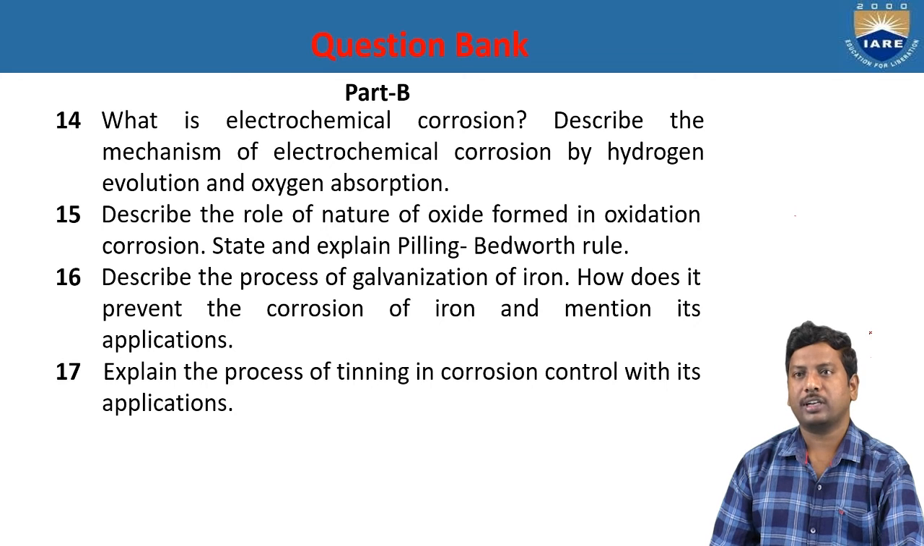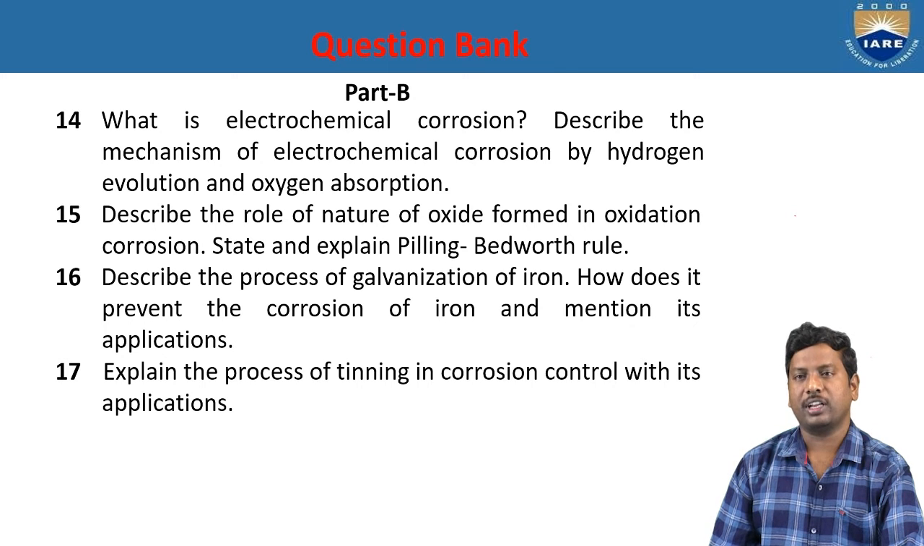Describe the process of galvanization of the iron. How does it prevent the corrosion of iron, and mention its applications? So galvanization is nothing but the coating of a zinc metal on the base metal of the iron. Because zinc is a more active metal according to the electrochemical series, it rapidly undergoes the oxidation reaction at anode, and the base metal should be on the safe side at cathode. So zinc sacrifices its life, and the applications of galvanization are roofs and utensils and conducting media of the cables.